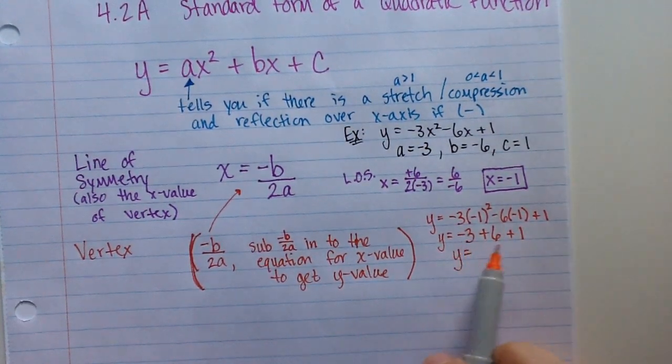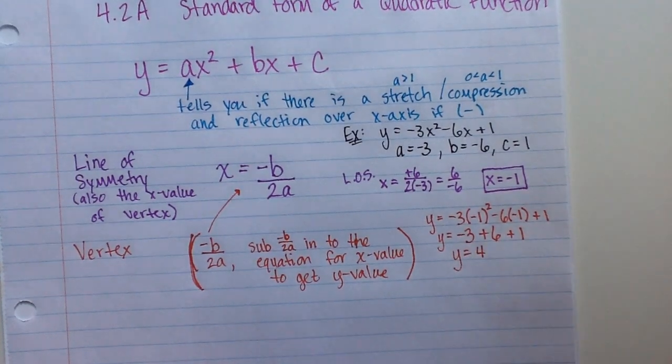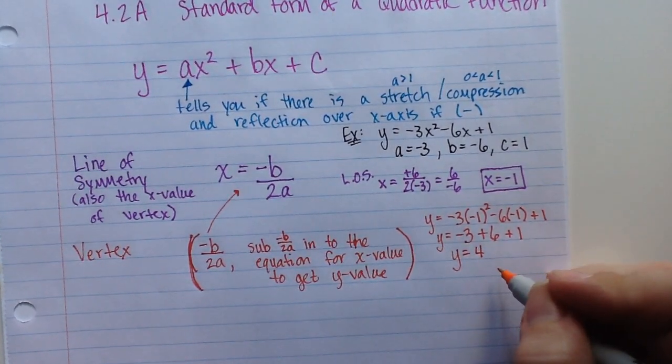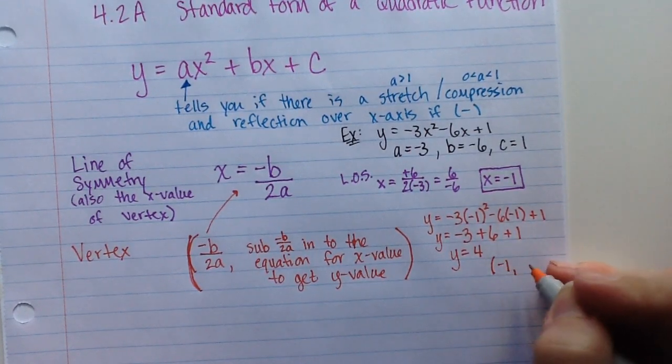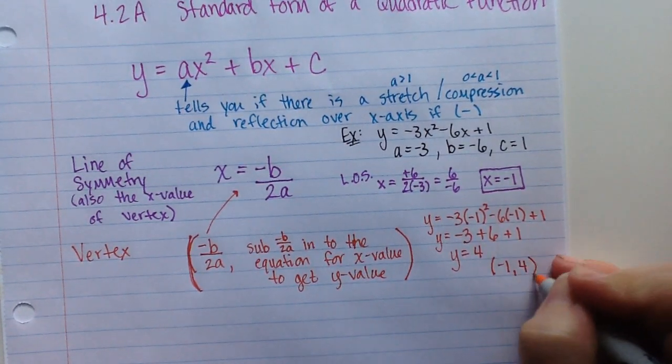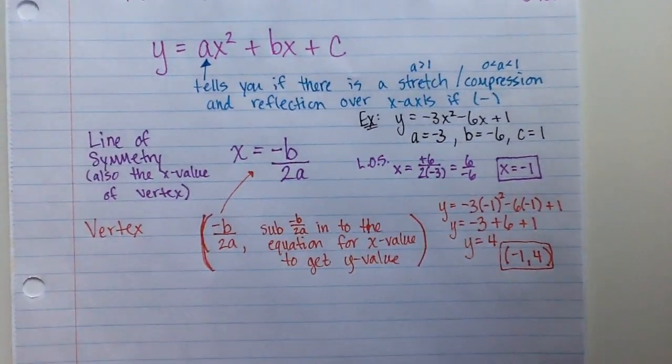And then we're going to add these together. -3 plus 6 is 3, plus 1 is 4. And then the vertex always goes in an ordered pair. The x-coordinate was -1, and the y-coordinate is 4. So there's the vertex of our parabola.